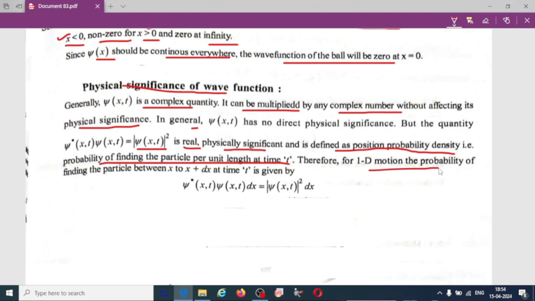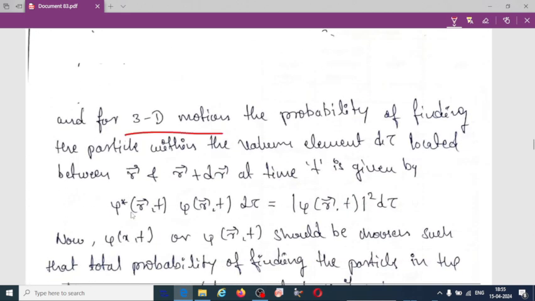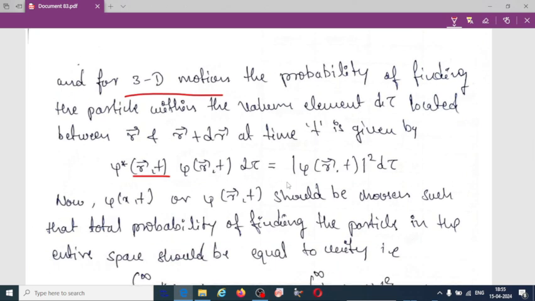Therefore, for one dimension, the probability of finding the particle between x to x plus dx at time t is given by, we have to take the wave function and its conjugate psi star. Then we will have the mod square of the wave function, which we call the probability of finding the particle. So, for 3 dimensions, we take r comma t, and for 1 dimension x comma t, the mod square of psi of r comma t, where d tau is the volume element, finding the particle within the volume element d tau.